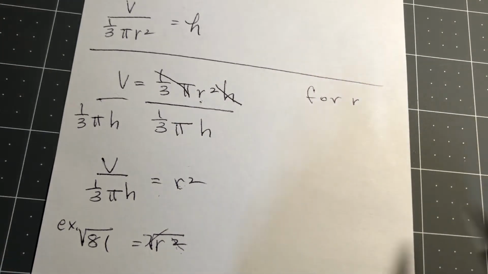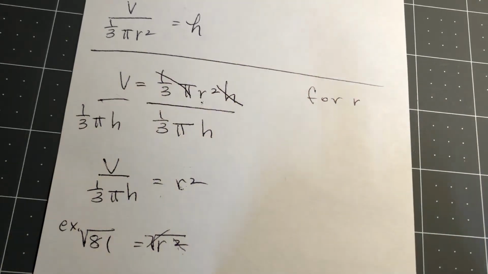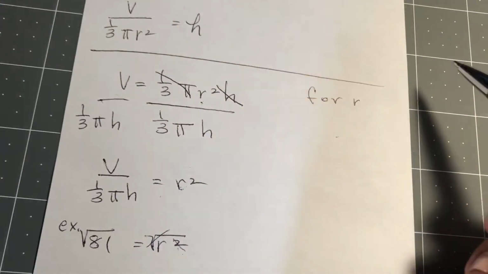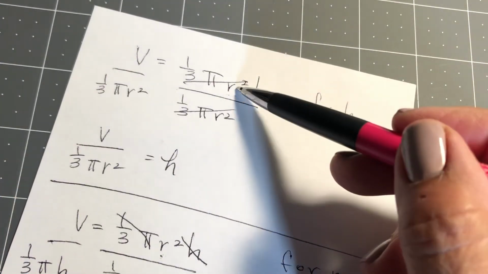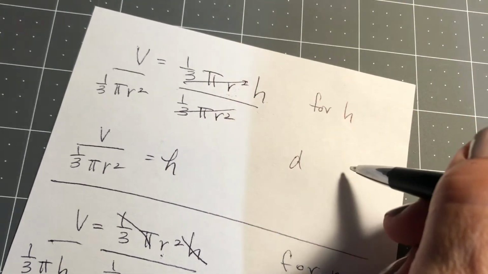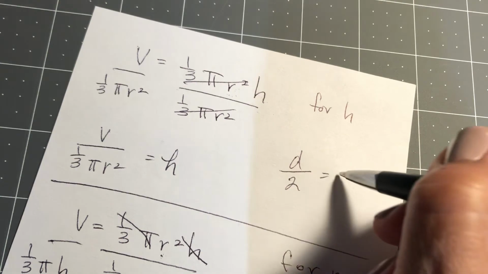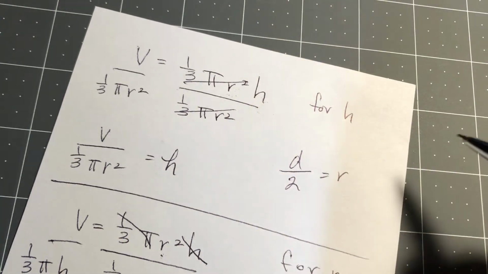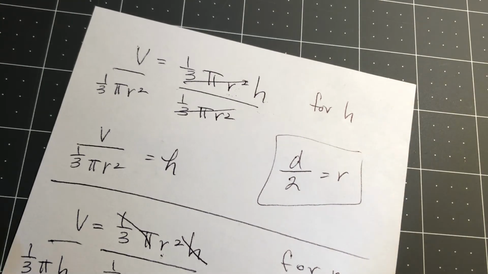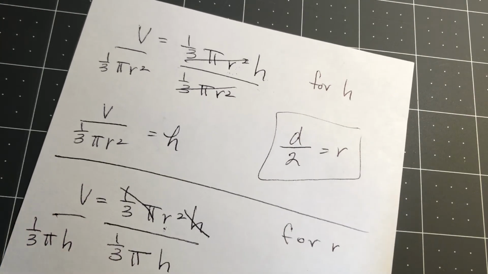All right, if they do give you d, if you're solving for r or for h and they give you d, remember, you have to make it work in the equation. So if you're ever given d, just divide that by 2 to find r, whatever d is. That's just a little side note. Just want to give that to you as a reminder so that you know that you have to transform your formula based on what you're looking for.